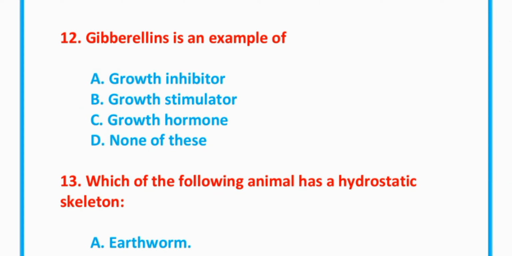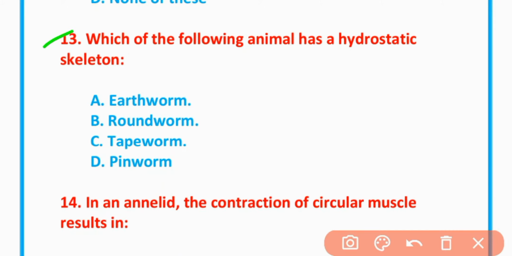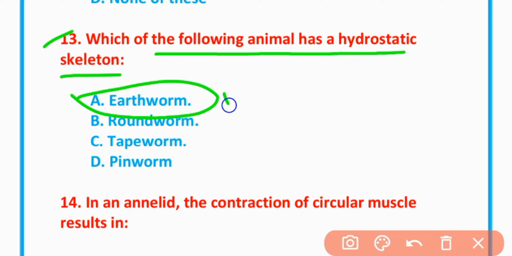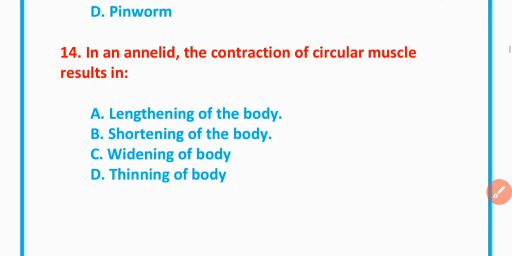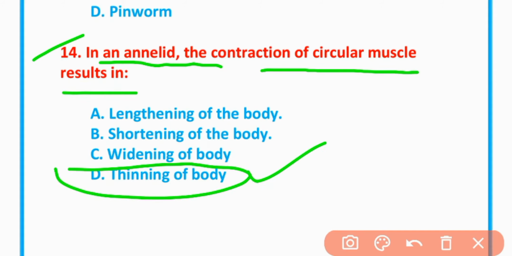MCQs number 12. The gibberellins is an example of growth stimulator hormone. MCQs number 13. Which of the following animal has hydrostatic skeleton? Earthworms. Answer is A, earthworms. 14. In annelids, the contraction of circular muscle results in thinning of body. Option D is correct. Thinning of body.